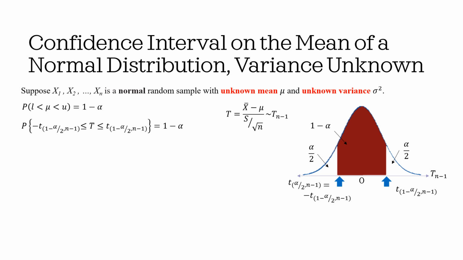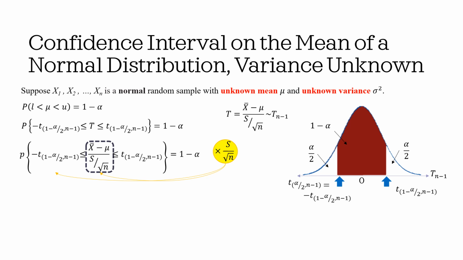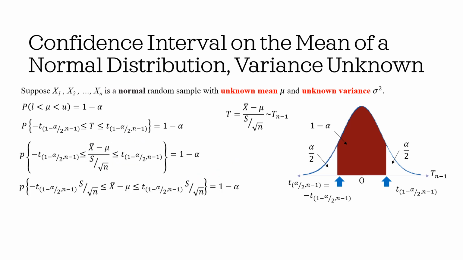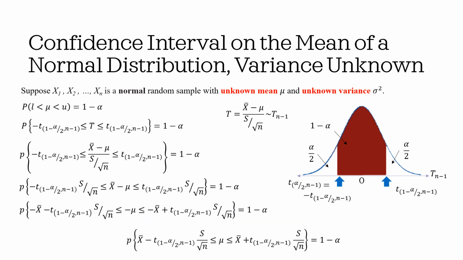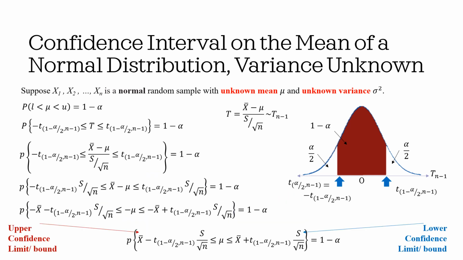To get the bounds around the population mean instead of a random t variable, we can replace t with our statistic of interest, x bar minus mu divided by s over square root of n. Next, we multiply all sides by s over square root of n to remove the denominator, subtract x bar, and multiply all sides by -1. Doing these actions helps us to define the lower and upper bounds around the population mean.